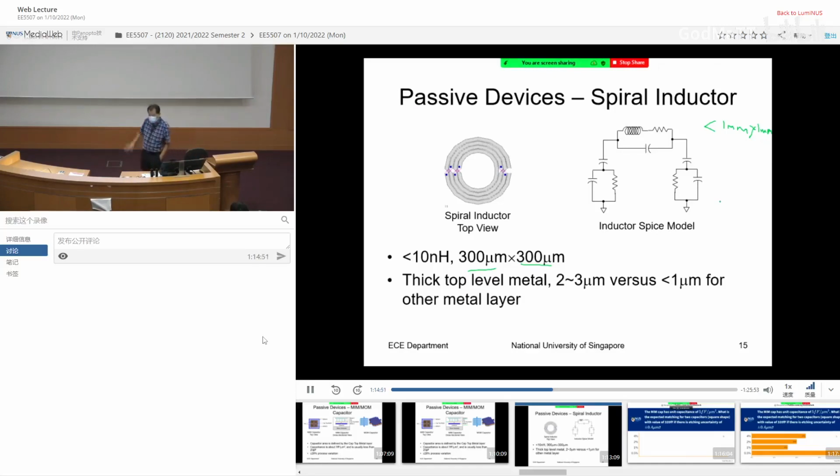And usually, for good quality inductor, you need the thick metal on top. The thick metal on top, usually the thickness is 2 to 3 micron, and it can be copper. The very top is aluminum, but usually copper is better, because the resistivity is smaller, the Q is better. Okay? All other metal layers usually are very thin, only 1 micron or less than 1 micron. So they are not good for inductor. Okay?